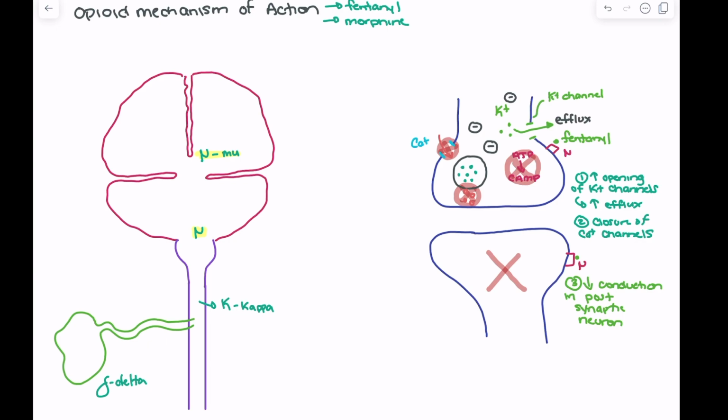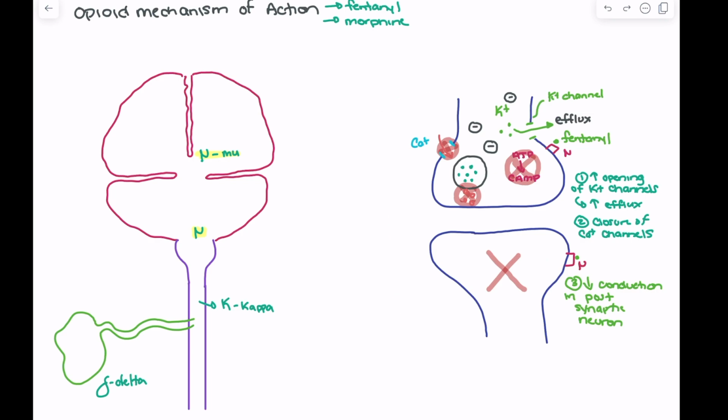We bind to our mu receptors, which is going to lead to opening of potassium channels and efflux of potassium, which hyperpolarizes the presynaptic membrane. We close our calcium channels, which is going to lead to the inability to have vesicle release of neurotransmitters into the synaptic cleft. And we actually just make the postsynaptic neuron harder to stimulate, so we have less propagation. So essentially, we're shutting down nerve transmission at these areas that we're looking at.